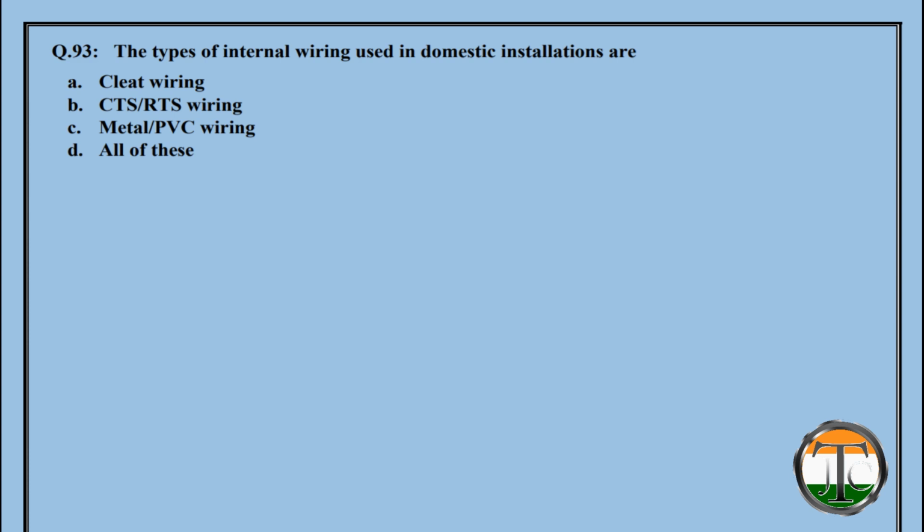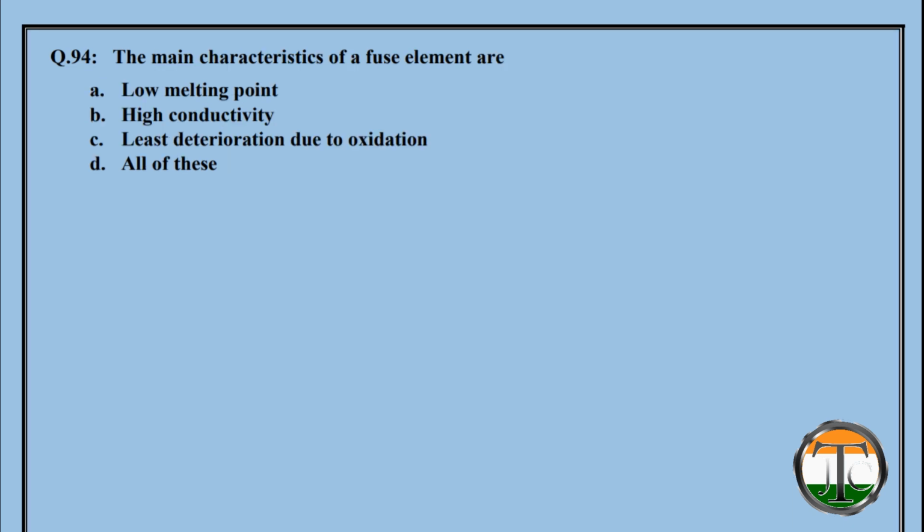Here the question says that in internal wiring of a house, which type of wiring must be used? The answer is all of options A, B, C: cleat wiring, CTC or TRS wiring, and metal or PVC wiring are used. So all three types of wiring are mostly used in house wiring. So option D is the right answer, that is all of these.